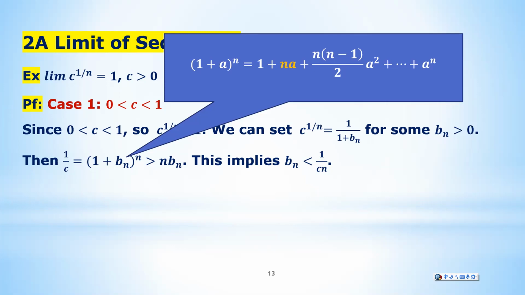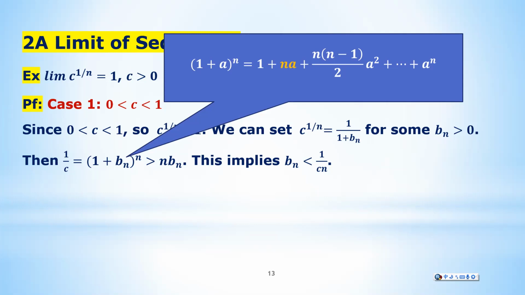Okay, 1 over c is always greater than n times bn. So this will imply that bn is less than 1 over cn. Okay, so this is the key result. From this result, you can easily see that bn goes to 0, because when n goes to infinity, 1 over n will go to 0, and c is a constant here.